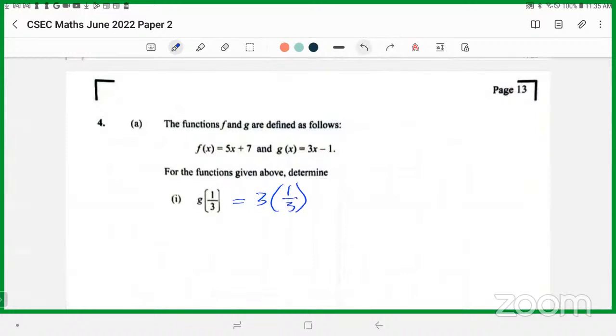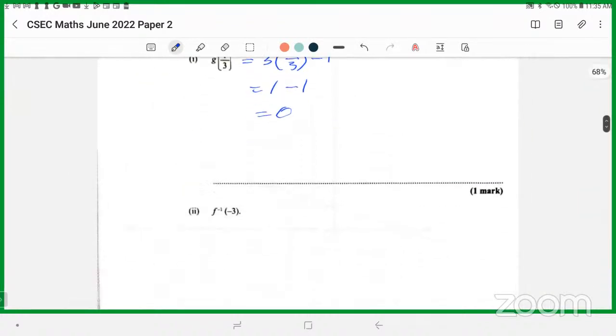And then subtract 1 again. 3 times a third is 1. So we get 1 minus 1. So the answer here is 0. So g of a third is 0. Done. Easy. All right. Next question.